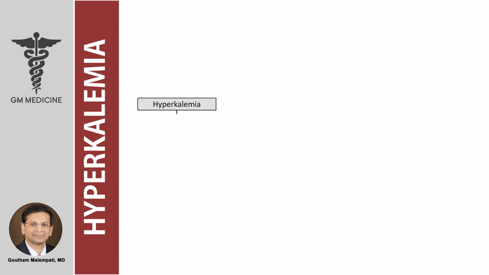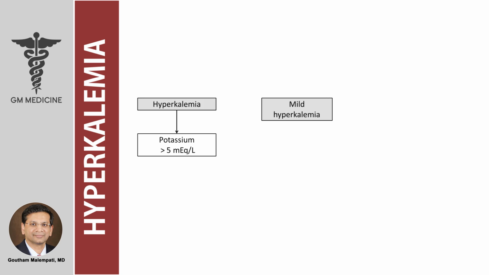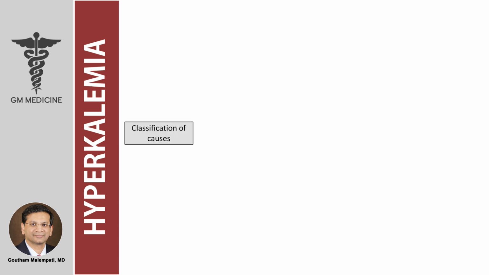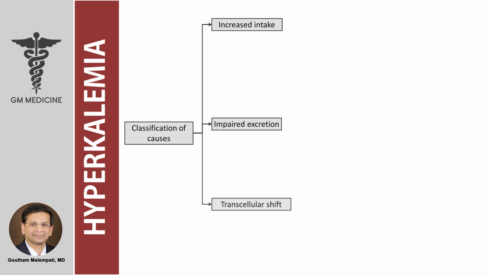Hyperkalemia is defined as serum potassium more than 5 millimoles per liter. Mild hyperkalemia is defined as serum potassium between 5.5 to 6 millimoles per liter, and severe hyperkalemia is defined as greater than 6.5 millimoles per liter. Causes of hyperkalemia are broadly classified under increased intake, impaired excretion, and transcellular shift.